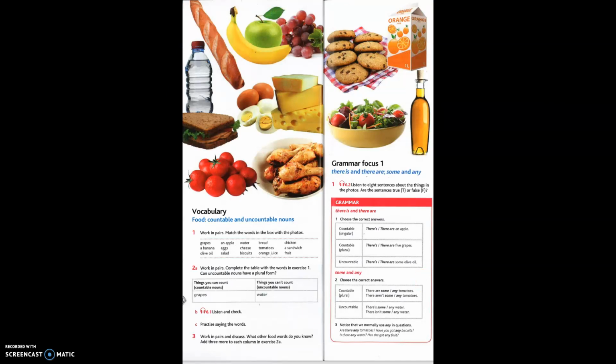Now it's time to move on to the grammar focus of there is and there are, over here. So first of all, there's an audio. They listen to 8 sentences about the photos. So they need to be looking at the pictures, listening to the sentences and deciding if they are true or false. If you don't fancy using the audio, if it's a bit too much to be sharing the audio, particularly if you're in an online situation, then you can simply read these out, and the students decide if they are true or false.